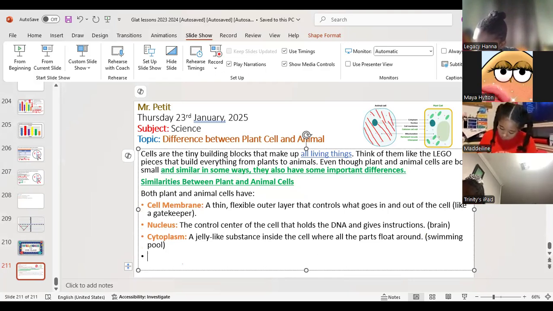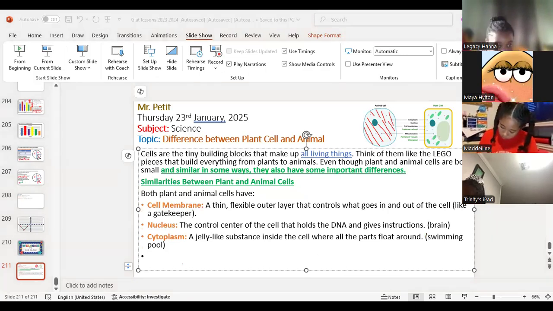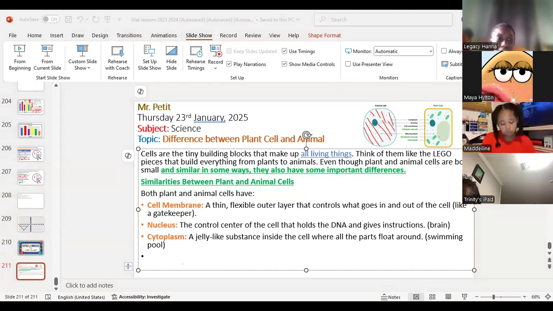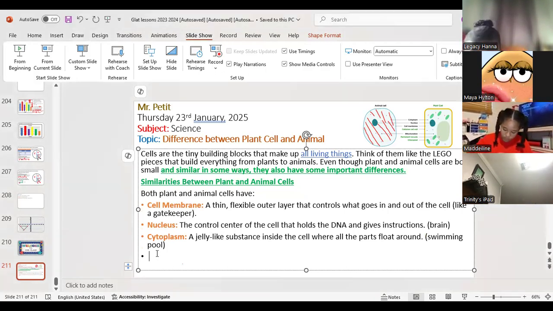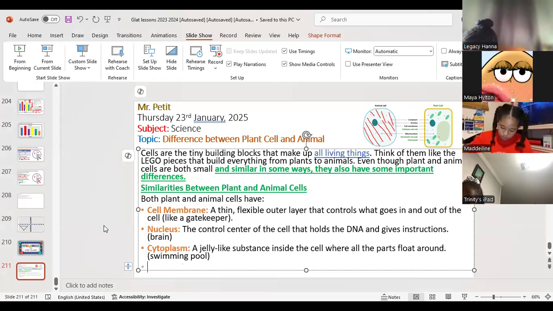All right, what else do both of them have together? Both plants and animals have vacuole, and what else? Cell membrane, nucleus, cytoplasm. What else? There's something else. Both of them have what we call the powerhouse of the cell. Now, I don't know if y'all learned this before, but the powerhouse of the cell is the... I forget the name. Mitochondria? Who said that? Maya? Yes, the mitochondria.